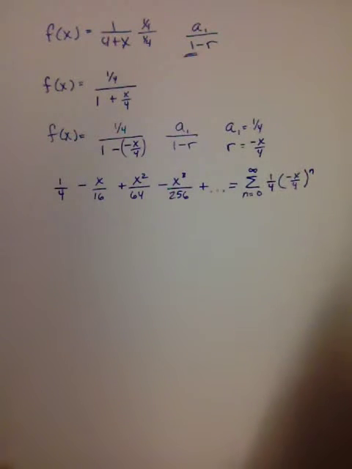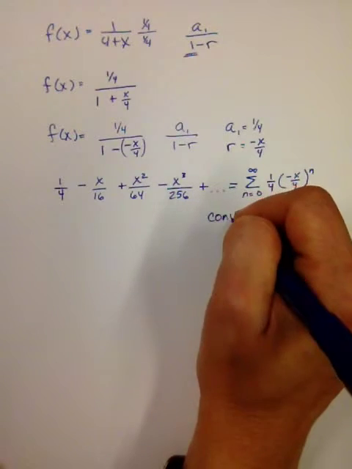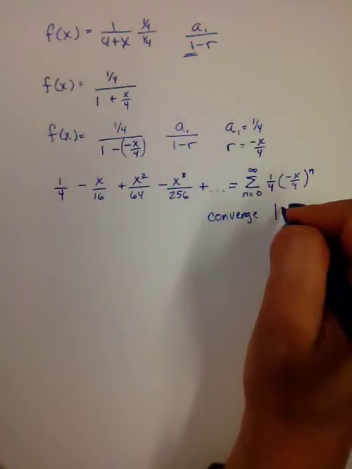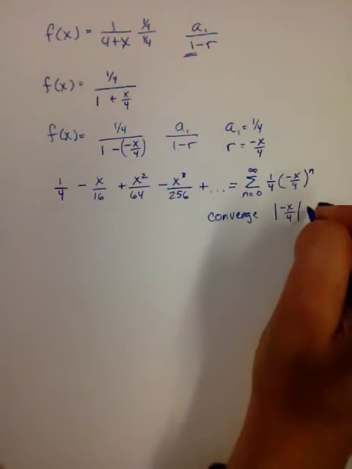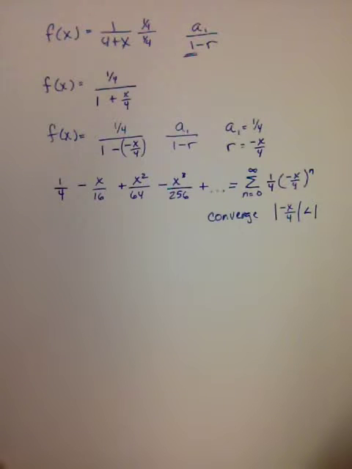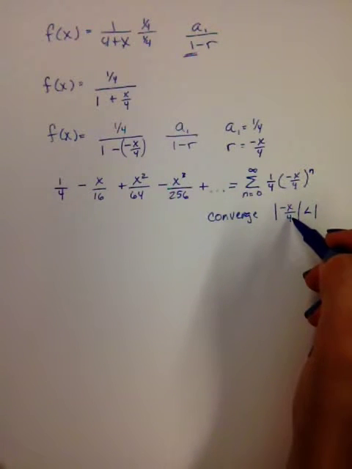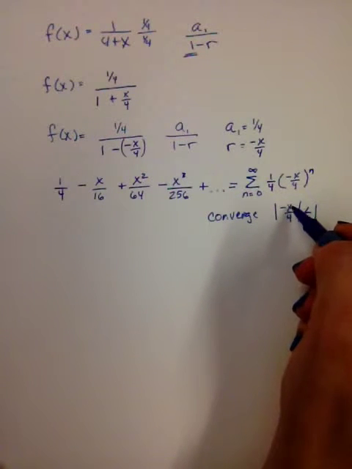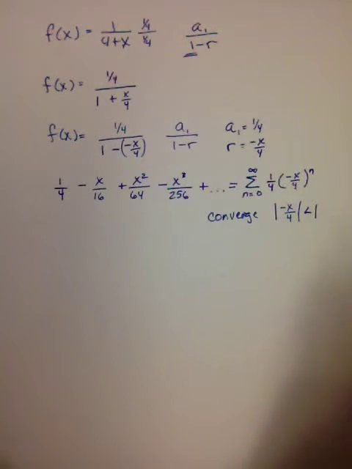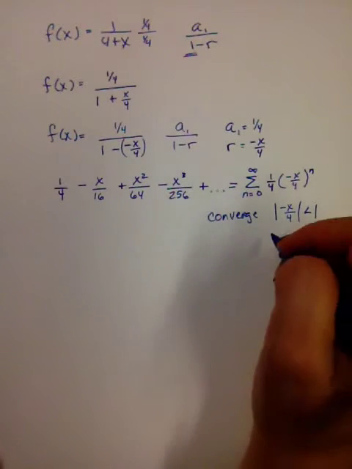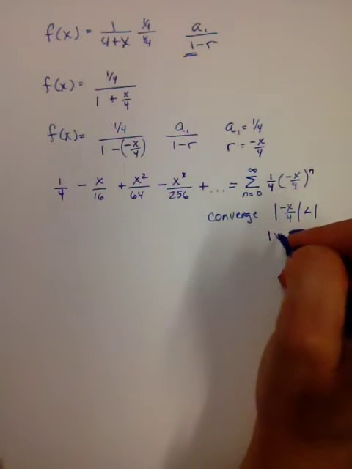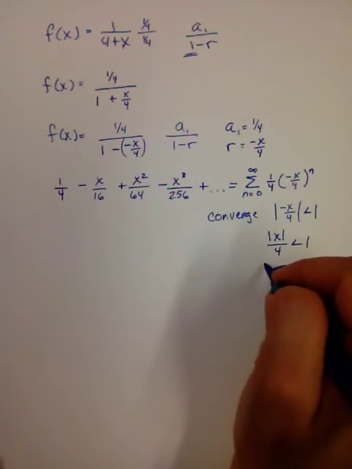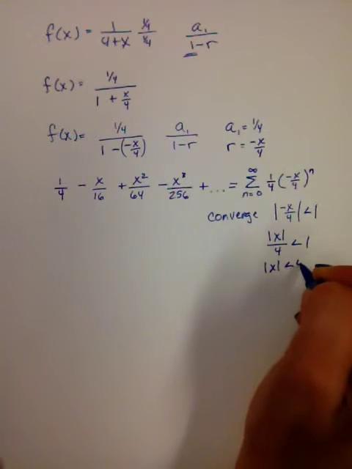And then I want to know when it converges. Well, I know that this will converge when the absolute value of my r is less than 1. So what I can do with this is the absolute value doesn't really need to be on the 4. And the absolute value of negative x, we're just having a positive x here. It's the same thing as the absolute value of positive x. So we would have this over 4 is less than 1. Now I'm going to multiply both sides by 4. The absolute value of x is less than 4.